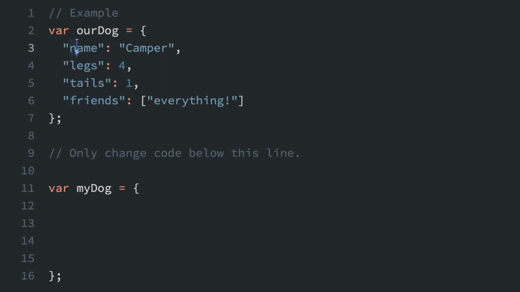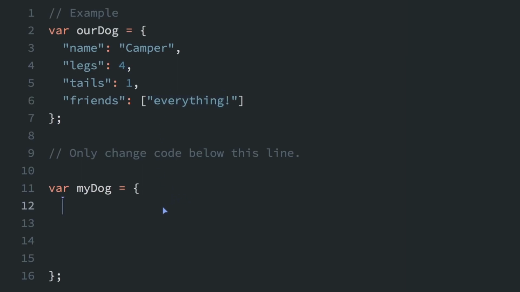So we have name, that's a property, legs is a property, and then the values are the things after the colons here. So the name is Camper, the legs, 4, tails, there's only one tail on this dog, and friends are everything. Now you can see that the properties can be strings, they can be numbers, they can be arrays, they can be any data type in JavaScript.